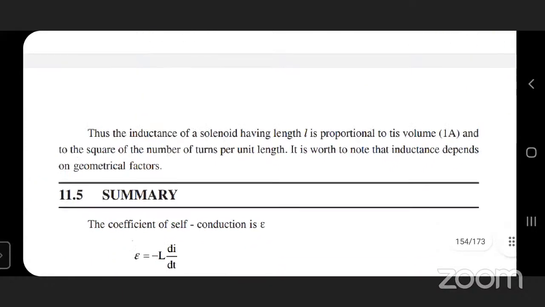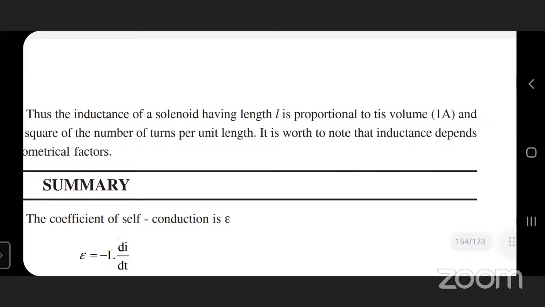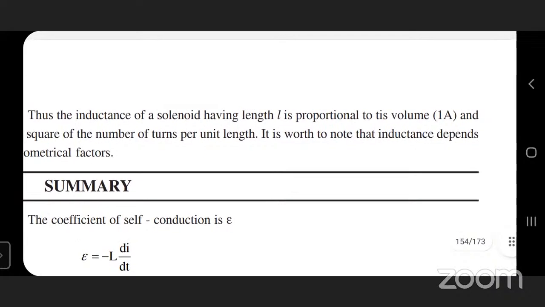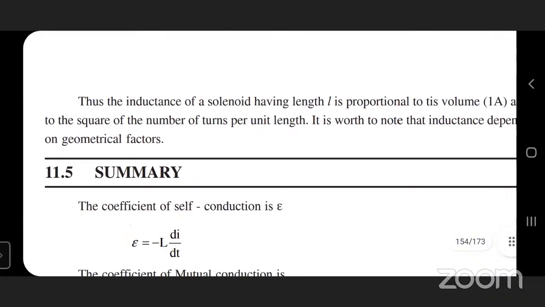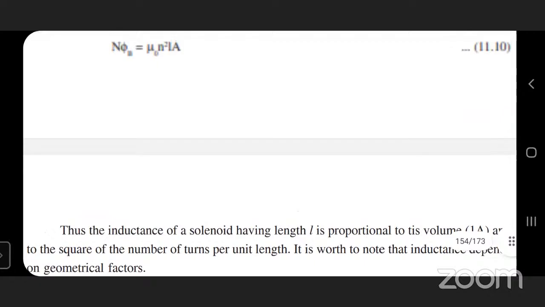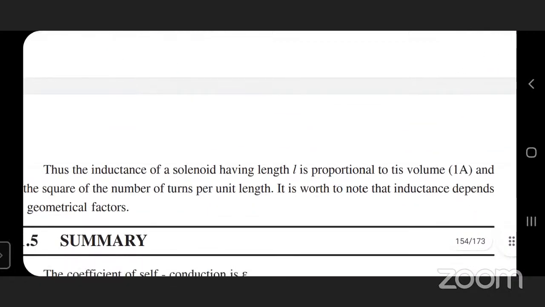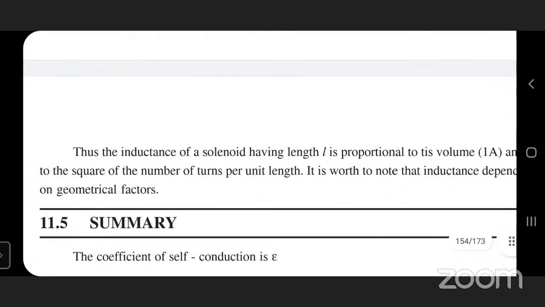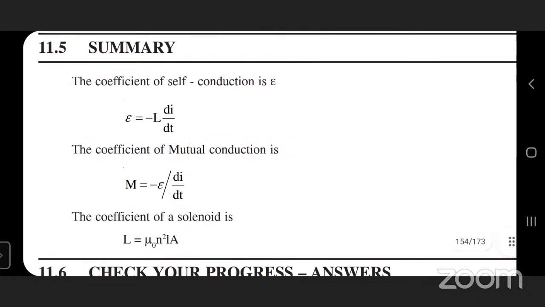Thus, the inductance of a solenoid is proportional to its volume, that is, length into A, and to the square of the number of turns per length. Square of the number of turns per length, and it depends upon the geometrical factors. So what is the summary of this?